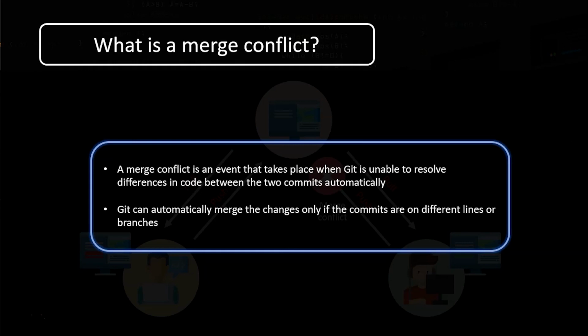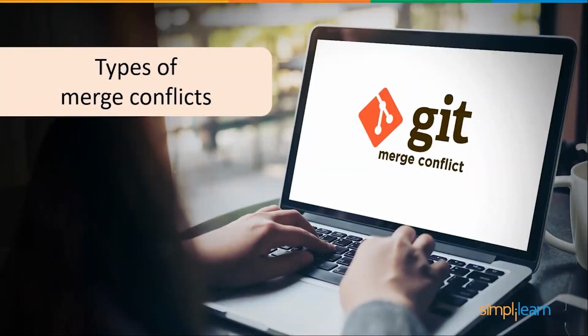Now it could be possible that one merge happens successfully, then the next merge will be cancelled and deferred due to merge conflicts. So Git can automatically merge the changes only if the commits are on different lines or branches. If at any moment you diverge from the process and have different lines of source code, that is where merge conflicts come into the picture.